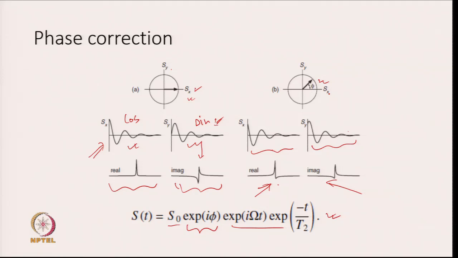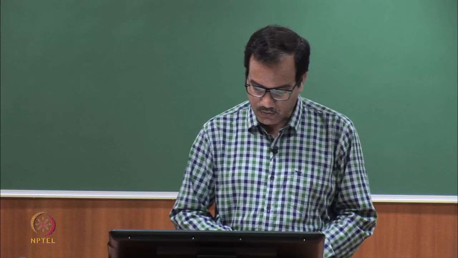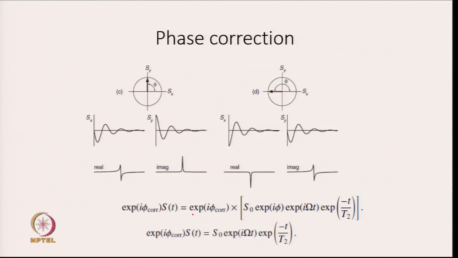Now, the first thing you need to do is phase correction for this, and it is not very difficult to understand. What we need to do is multiply the whole signal by exponential i phi correction. So, you multiply your signal by this factor, and when this phi corrected is equal to minus phi, you will get a signal which has been phase corrected.